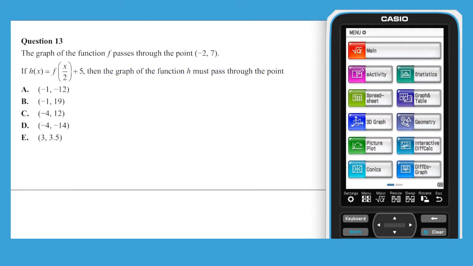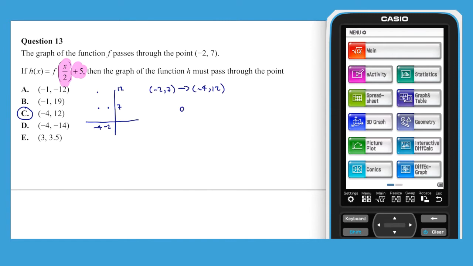Question 13. The function h of x is the function f of x under two transformations, a dilation parallel to the x-axis by a factor of 2, and a translation in y by plus 5 units. By applying these transformations to the coordinates -2, 7, the -2 is dilated to 2 times -2, which is -4, and the 7 is translated to 7 plus 5, which is 12. Which are the coordinates of C.